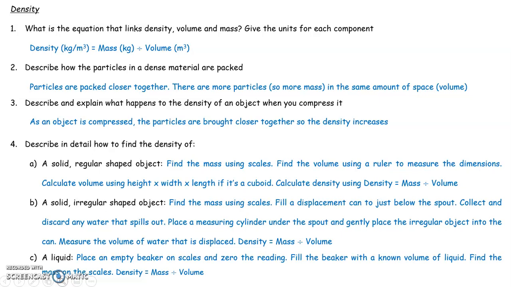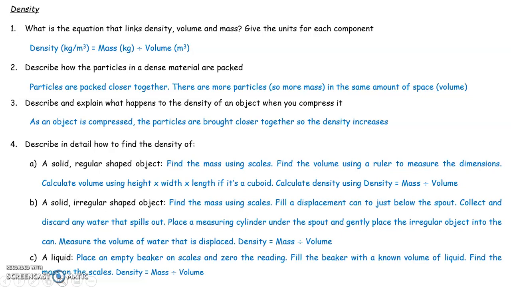Once the displacement can has been set on a table and settled, you place a measuring cylinder under the spout and you gently lower the object that you want to find the density of into the displacement can. What's going to happen is the water level will rise, and as it rises, the water will displace and fall out of the spout into the measuring cylinder. The volume of water that falls into the measuring cylinder is the volume of the object. Find density by mass divided by volume.